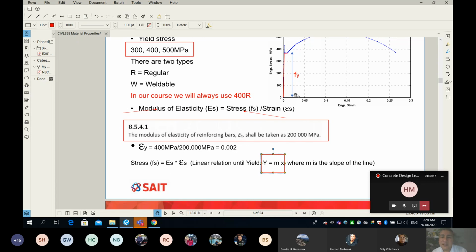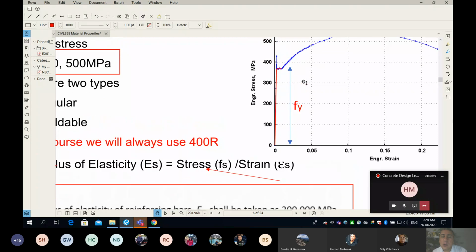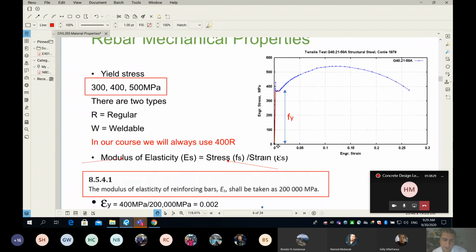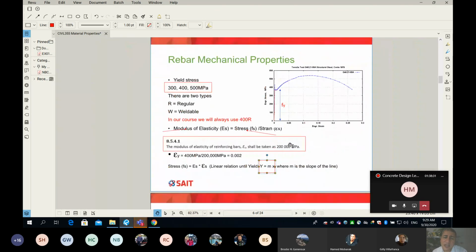What does it mean? It means if I go back to this diagram here, where can I see the E sub S, the modulus of elasticity? Simply, it is the slope of this line here. The slope of the line is the modulus of elasticity. So again, this is a quick revision. You've seen this, I guess, in strength of materials. I'm not sure who taught you this one, but I guess you had some experiment where you put a rebar in tension.